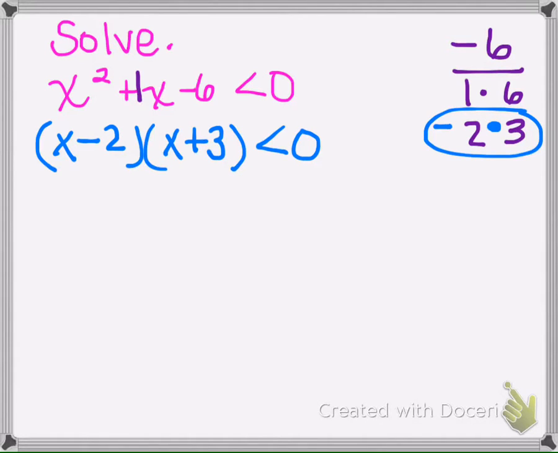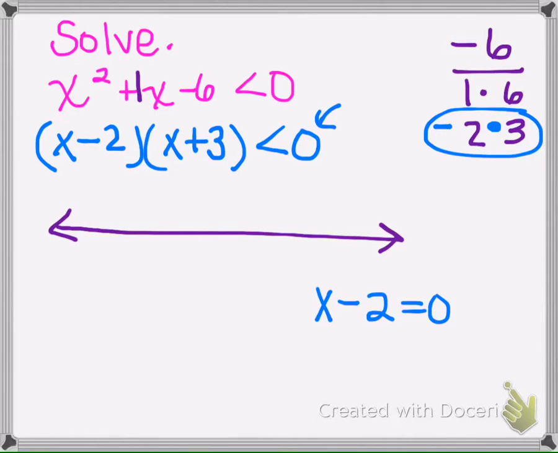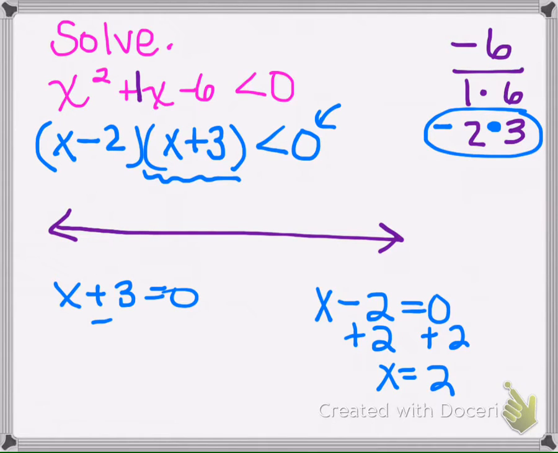Okay, so here's where we have to do something different. We're going to take a number line, and if we were to set each of the parentheses equal to 0, now notice it's not equal, it's an inequality, but we would get x equals 2, and then if we take the x plus 3 and set it equal to 0, we would get x equals -3. So we're going to plot these numbers on our number line. We're going to put -3 first because the numbers on the left are smaller than the numbers on the right. And these are going to be our boundary numbers.